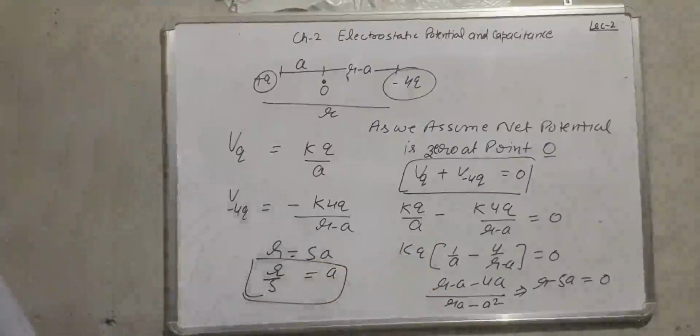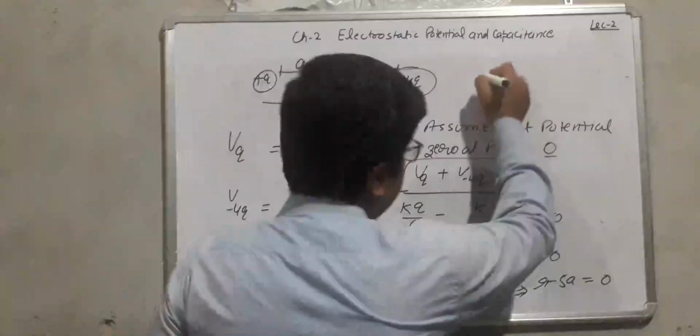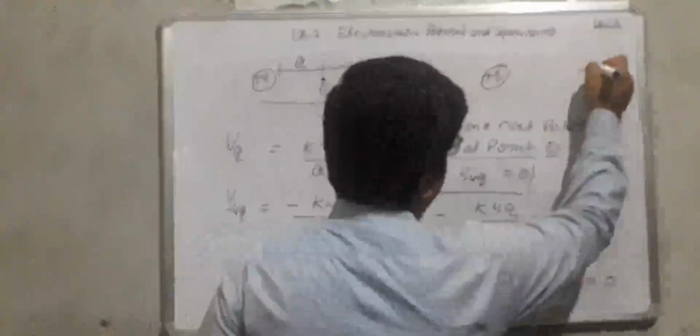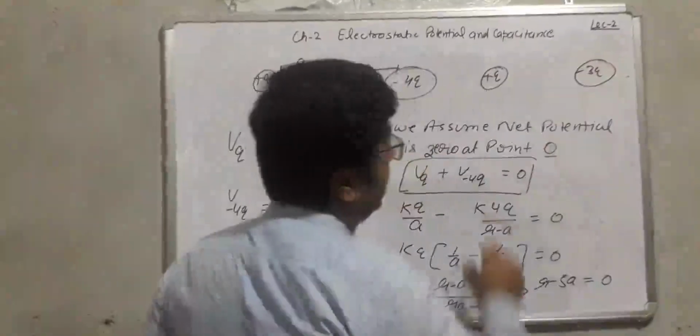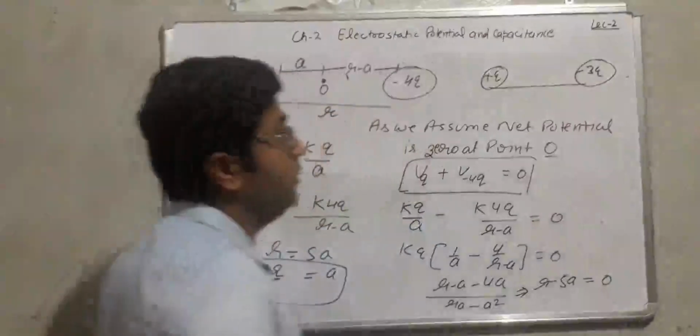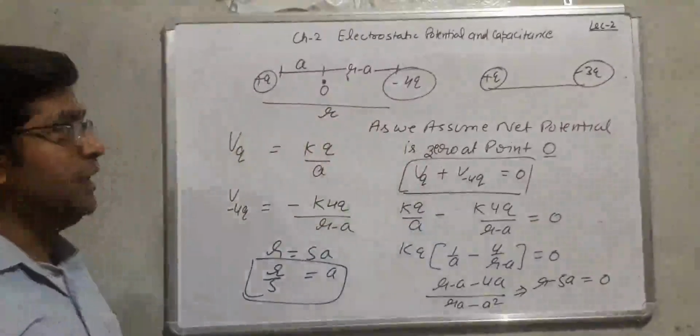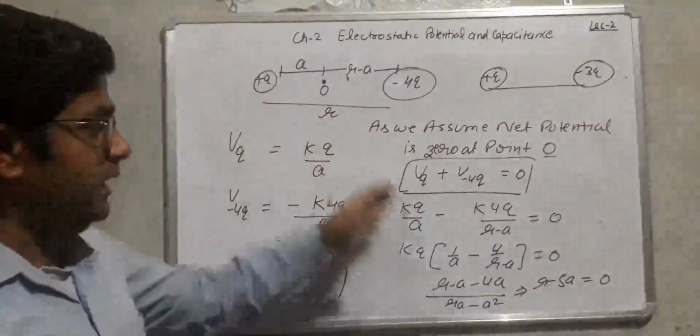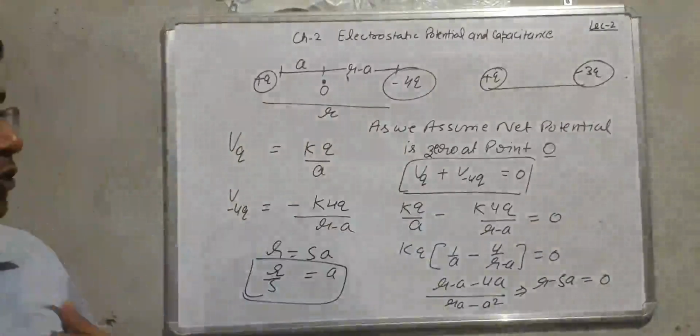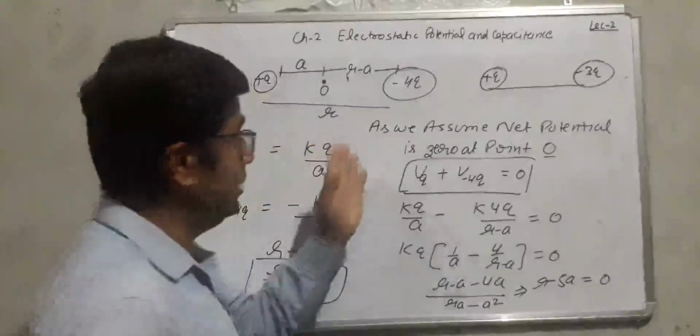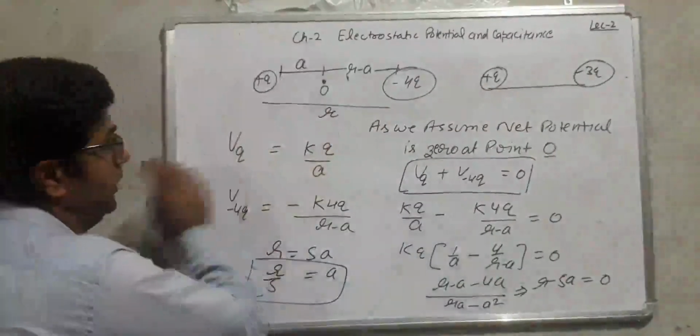One more question for you. Suppose it is plus q charge and it is minus 3q charge. Now you have to find the net potential inside as well as outside. Inside I told you. Let me tell you outside for the same question. Then this is for your homework.